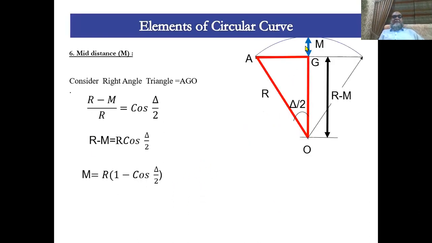Now the mid distance. For mid distance we will use this triangle, that is AGO, and simply using the mathematical equation, cos theta is base over hypotenuse. This base is R minus M. Hypotenuse is R. So R minus M upon R is cos theta. And if you solve this, you will find the value of M is equal to R times 1 minus cos delta by 2.